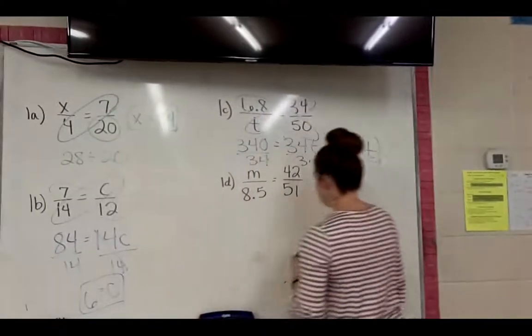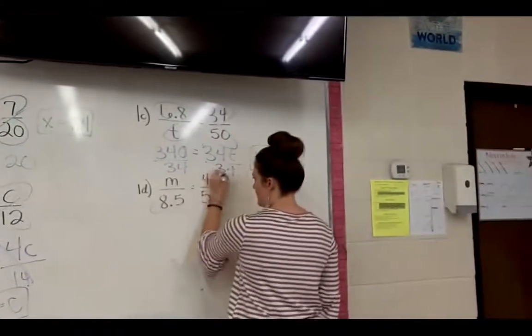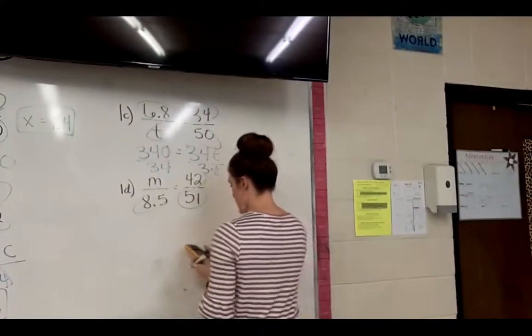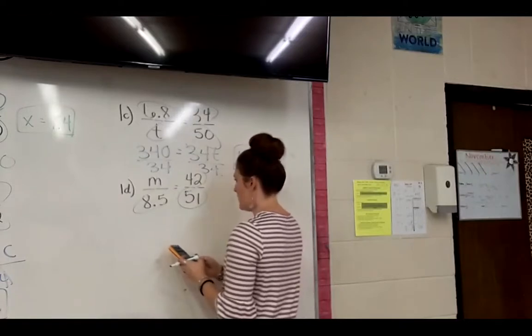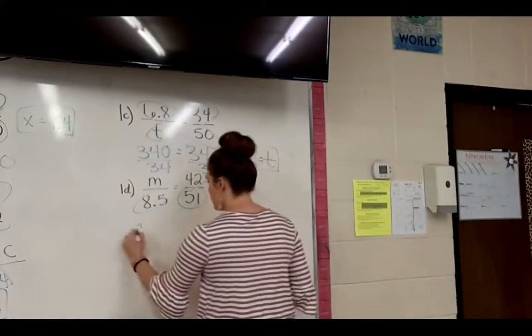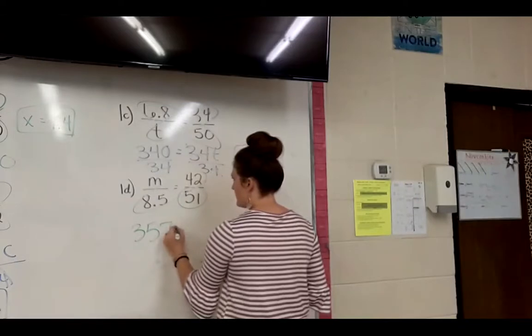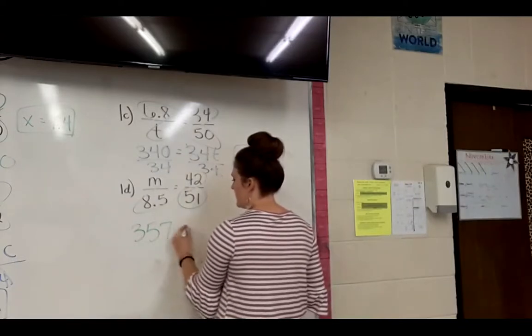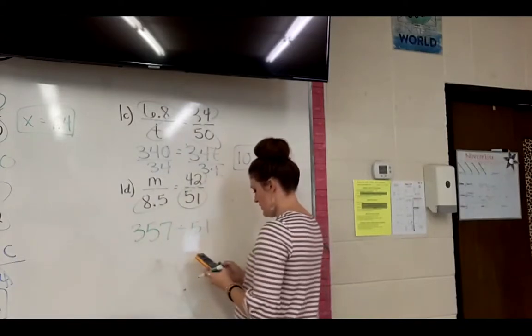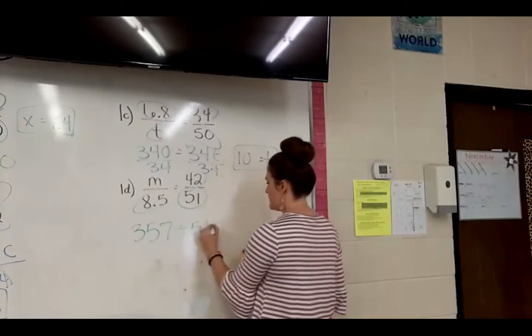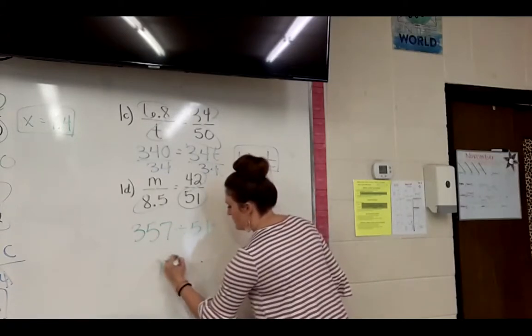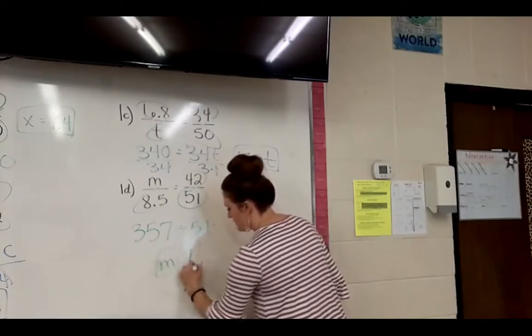And then the last one, on D, sorry, I didn't realize you couldn't see that. When we cross multiply, or if you do your bat and ball, you multiply your bat, divide by the ball. I have 42 times 8.5, that is 357. And then we can go ahead and divide by 51, that is 7. M equals 7 on that one.